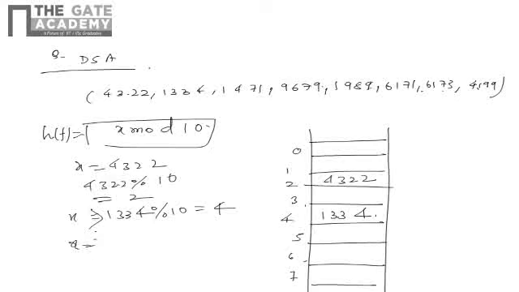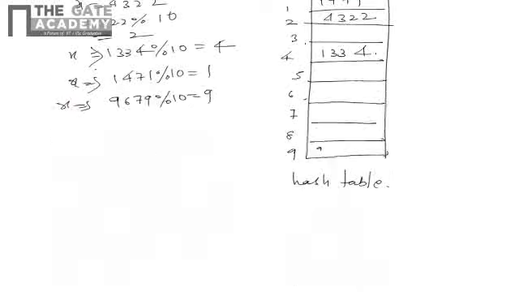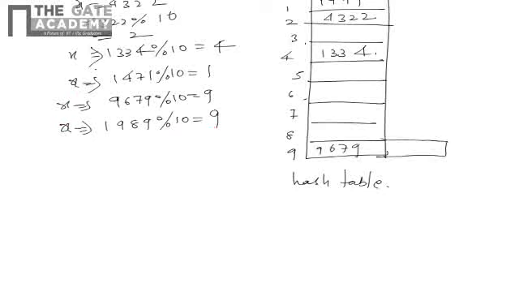When x is 1471 and you take modulus of 10, the value will be 1. So 1471 will come here. Now when x is 19679, take modulus of 10, the value will be 9. So this value will come here. Fine. Now again the value of x is 1989. Here a collision is there, so it will be placed here only.